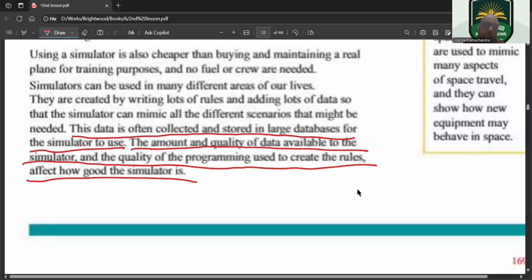Okay, first of all, write down that underlined part, please. Write it down. Yes, write it down.